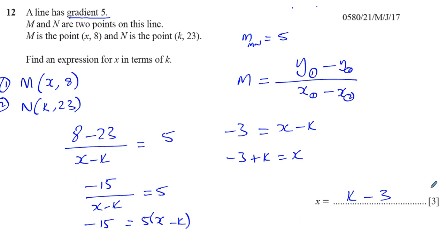Okay, so we just simply use the fact that we know the gradient between these 2 points, we know the formula for the gradient, set up your equation basically, and then make x the subject of this formula. Okay, and there we have our answer.